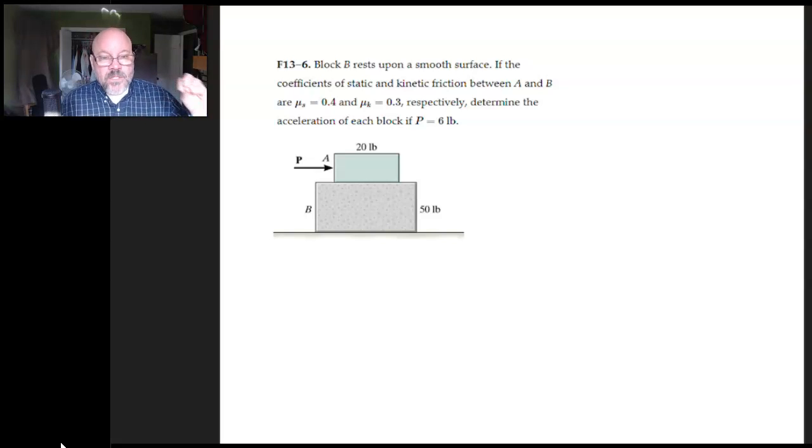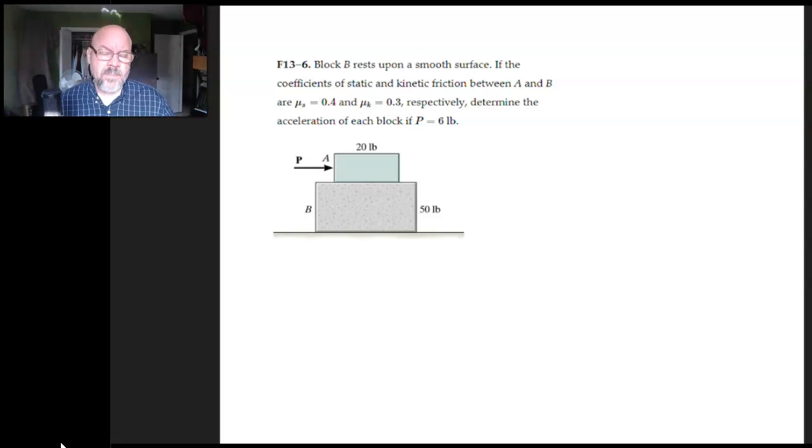So we're pushing against A with P, and then we've got B down there. Now, they've made this a little bit simpler because there's no friction between B and the bottom. So that's smooth, which makes things a lot easier to analyze. Basically we want to know if we push on the top block, what happens to the other two blocks.